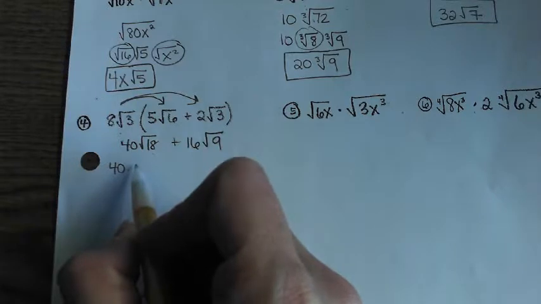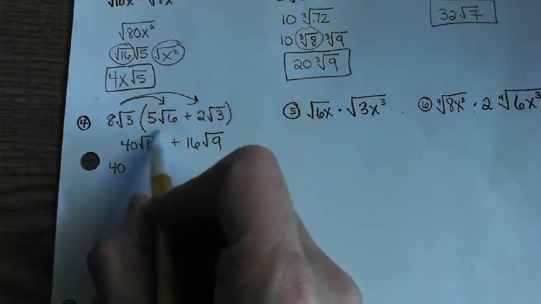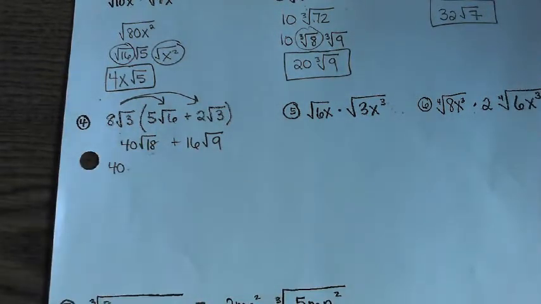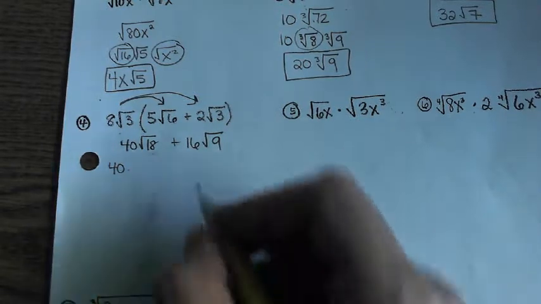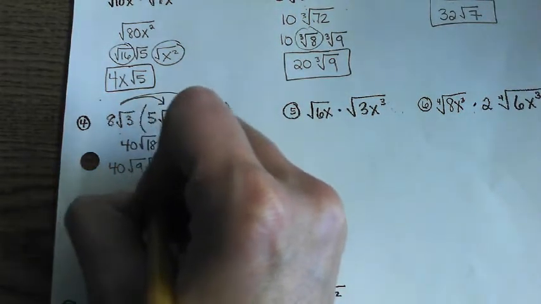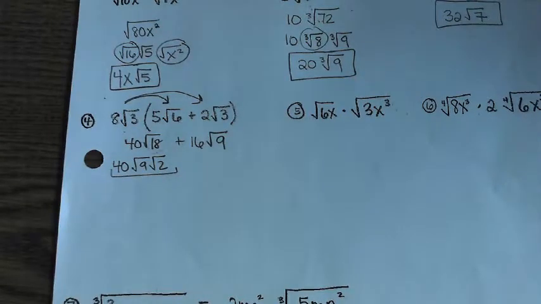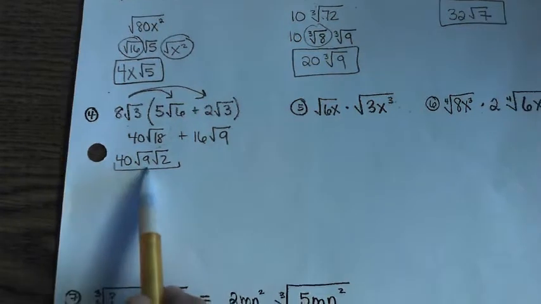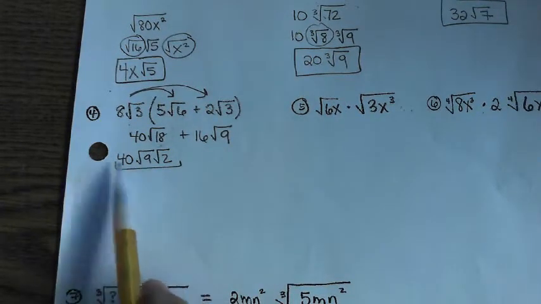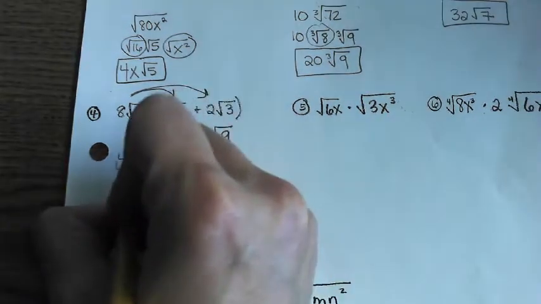We need a perfect square that goes into 18. 9. Root 9, root 2. Good. Which will make that overall term, what, Gracie? What's the square root of 9? 3 times 40. 120 root 2. Good.